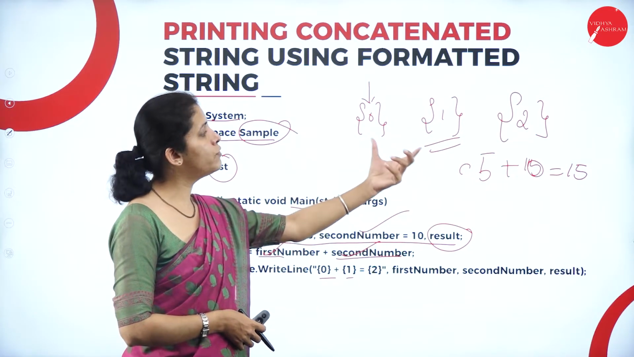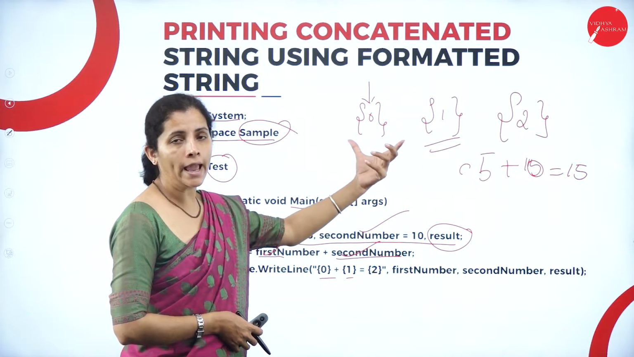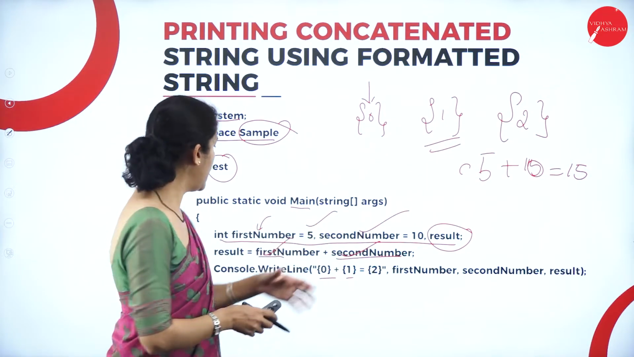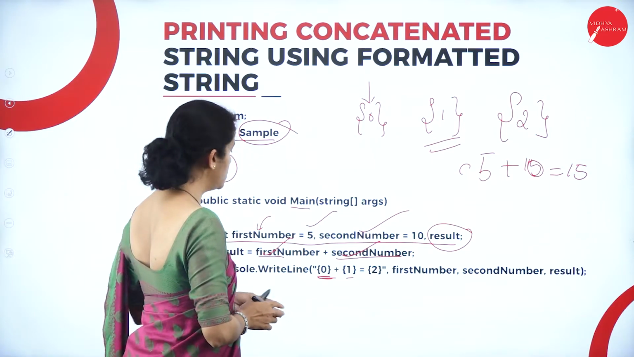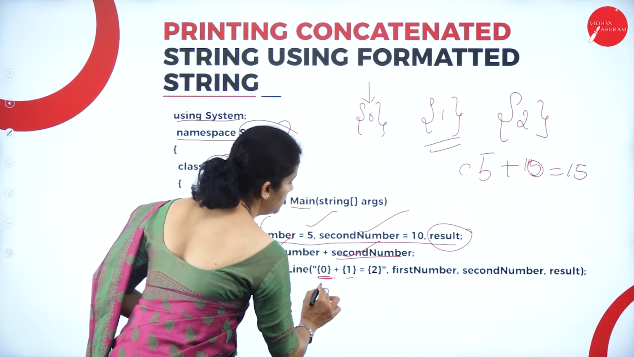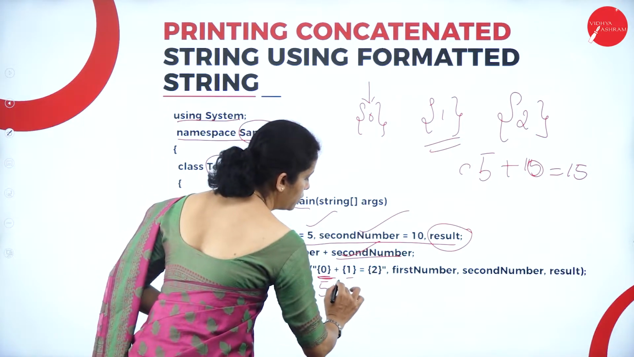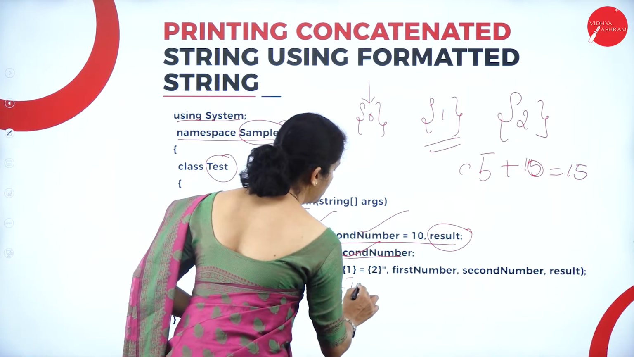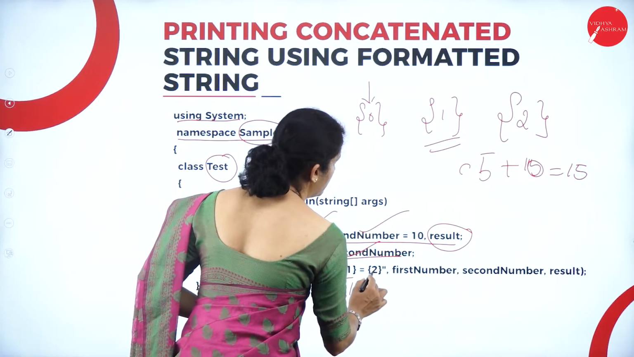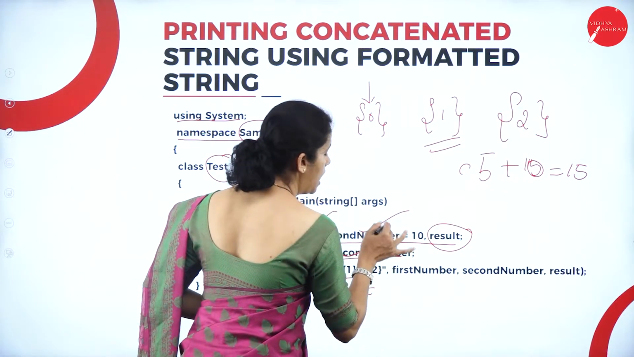That means I want to format or arrange the output. For that, see here, I'm going to have the placeholder. In the 0th place, I want the number 5. Then I want the plus operator. In my next place, I have the number 10. And what I want to do? I want to display the output.